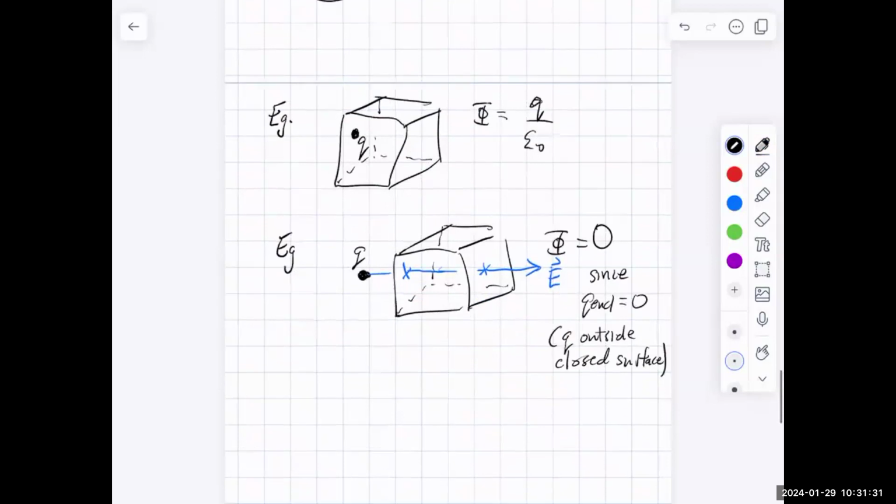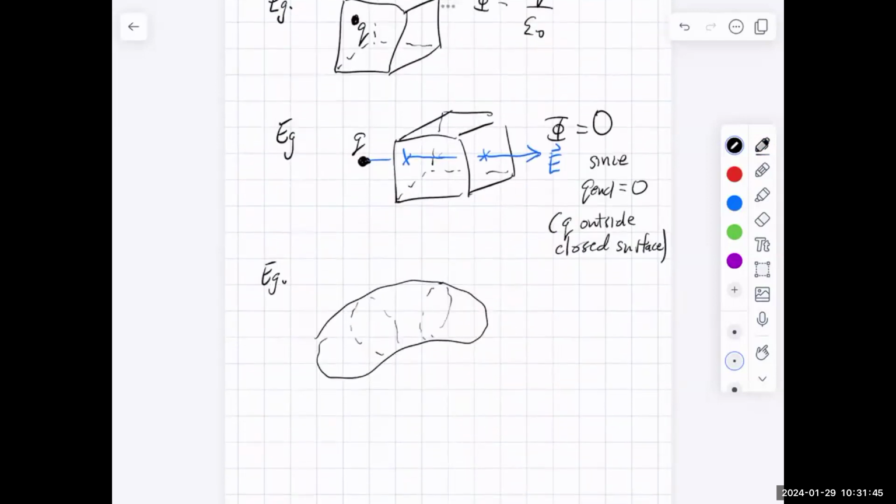Okay. I'm going to do 2 more examples. We'll do our Cheeto over here. And what I'm going to do is place a few charges around. We'll put Q1 over here, we'll put Q2 over here, and we'll put Q3 over here. What's the flux equal to? Q1 plus Q2. We're missing one thing. What is it? Epsilon naught. Yeah, that's right.